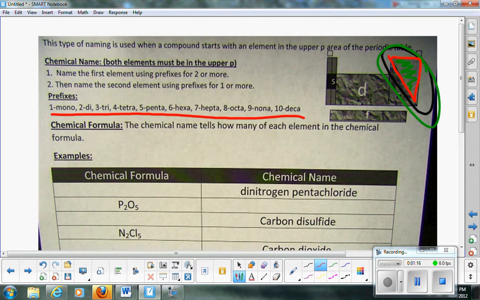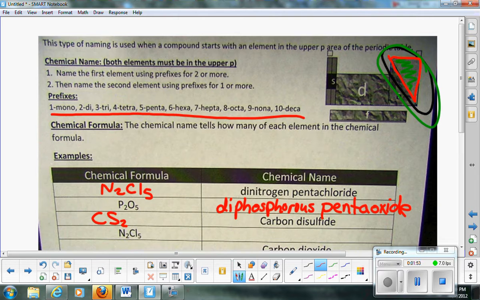So, dinitrogen pentachloride. Iodide, N2Cl5. Pretty easy. P2O5, how would I name it? Diphosphorus. Good. Diphosphorus oxide. Okay? Carbon disulfide. How many of each? 1 carbon. How many sulfurs? 2. That's 2. Good.